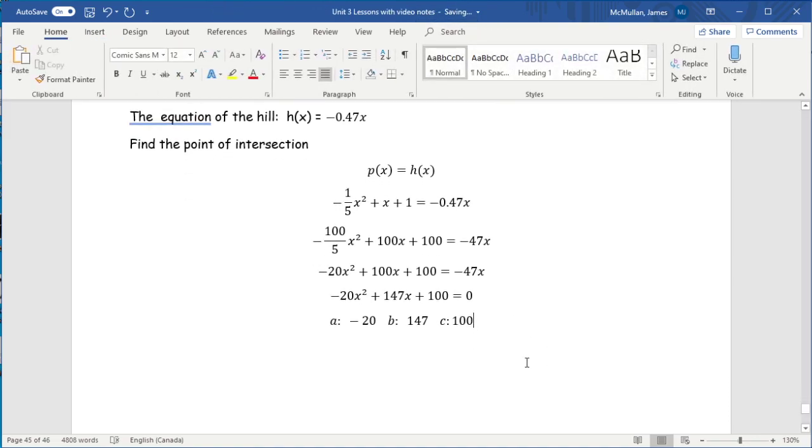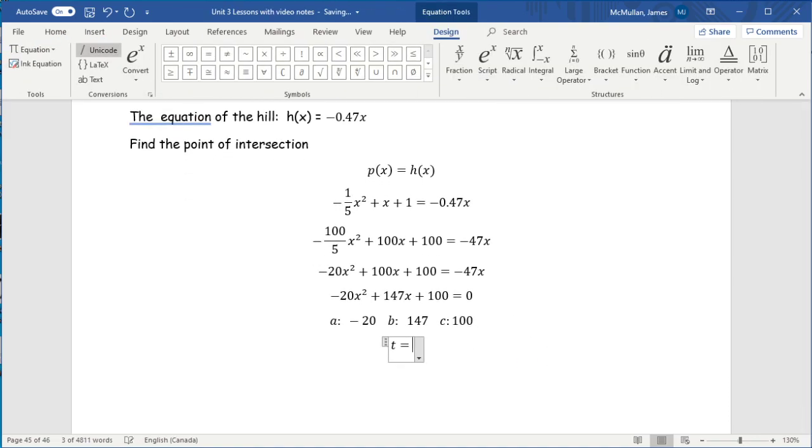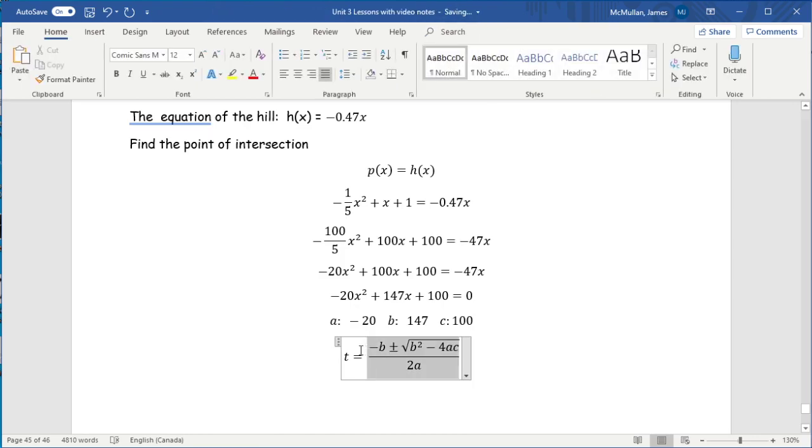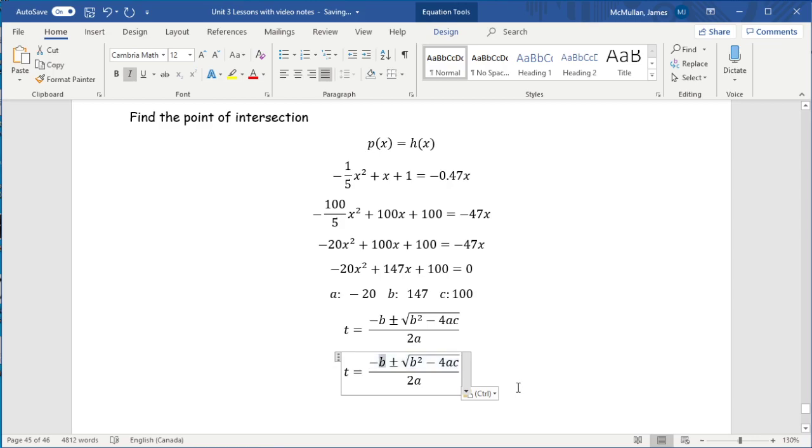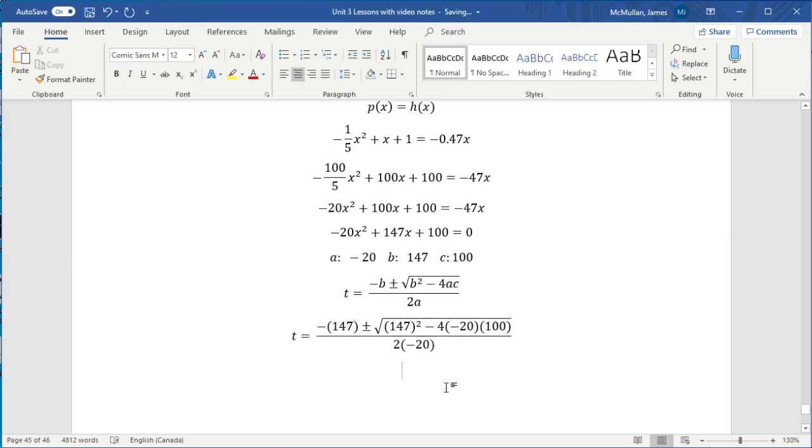Okay, so the equation that I'm looking for here, T is equal to the quadratic formula, and I'm just going to plug in everything we know. So B, I'm not going to touch the negative, but I'm going to replace the B with 147. I'm going to replace B here with 147. I'm going to replace A with negative 20. I'm going to replace this A with negative 20. I'm going to replace C with 100. Okay, and you get that equation.